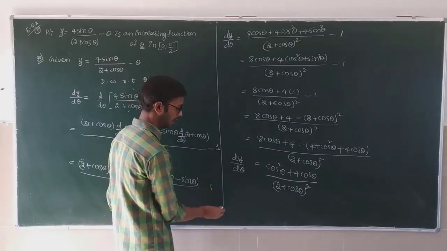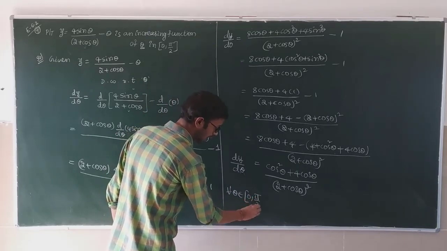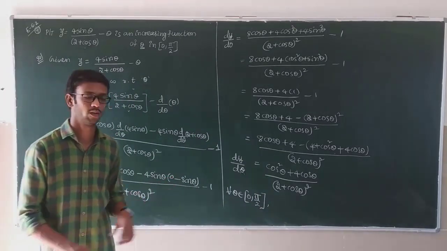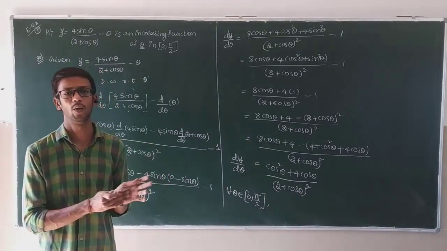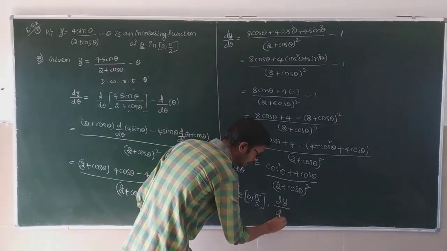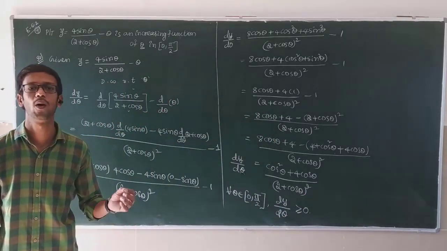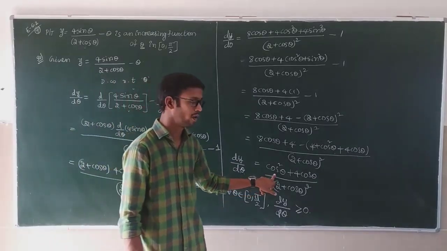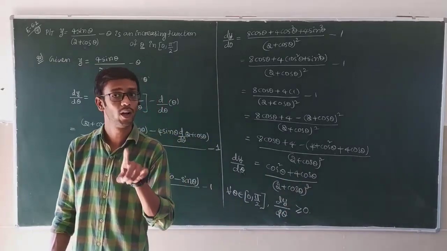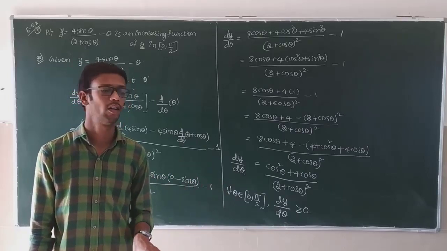dy by d theta, for every theta belongs to the closed interval 0 comma pi by 2. Any value you substitute here, dy by d theta value is greater than or equal to 0. Why? Because substituting 90 means 0 plus 0 by 2 plus 0, 0 by 2 is 0. Equal to 0 also you are getting. Greater than 0 you will get, or equal to 0 also you are getting.